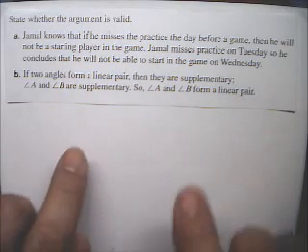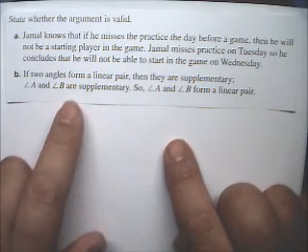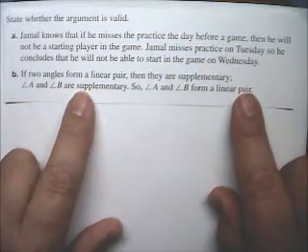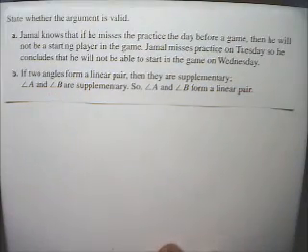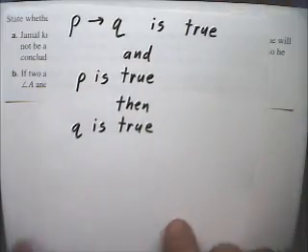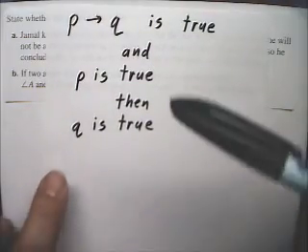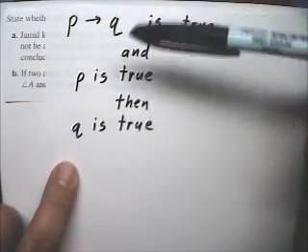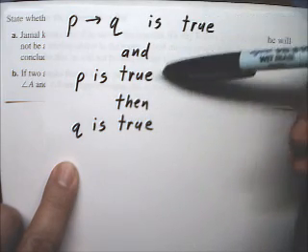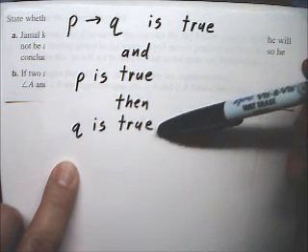Hello, this is Reasoning and Proof, Deductive Reasoning, Example 4. Here we have to analyze these arguments and say if they're valid or not. And it has to do with the law of detachment. And the law of detachment is how to apply these conditional statements.